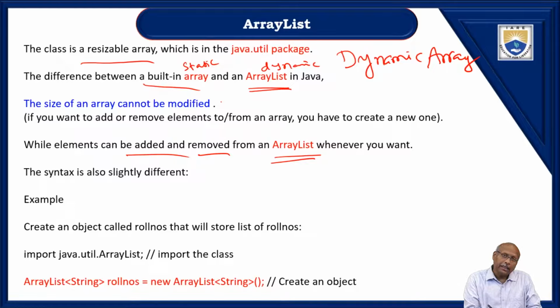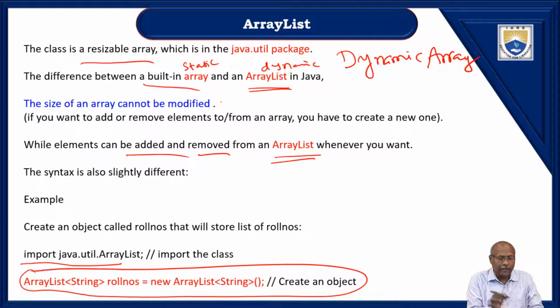You can use ArrayLists using the following syntax. First of all you have to import it, java.util.ArrayList. After importing, you can create an object of ArrayList. For example, I want to create one ArrayList for storing roll numbers. So you can write ArrayList within angle brackets String. String is the data type, what type of data you want to store in the ArrayList. The name of the ArrayList is rollNumbers, followed by new ArrayList. So this is the way you have to initialize the ArrayList object.